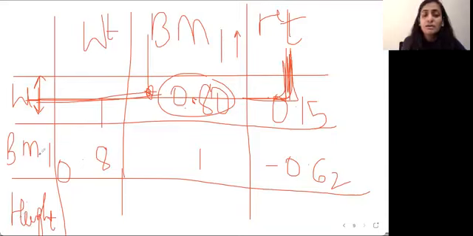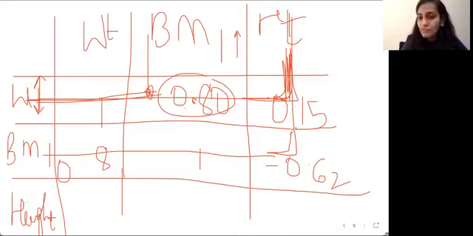What is the correlation between BMI and height? Again, it's going to be a moderate correlation, right? Moderate correlation is something that is 0.5 to 0.75. So that's going to be your moderate correlation that we are going to see. It's going to be inversely related.